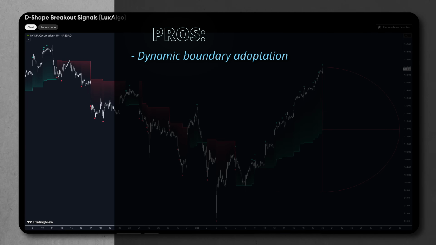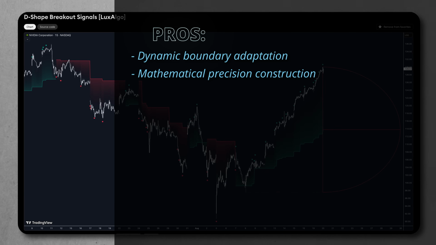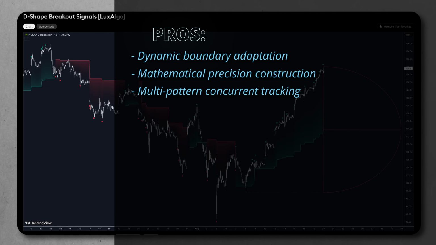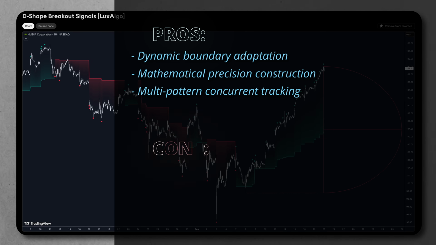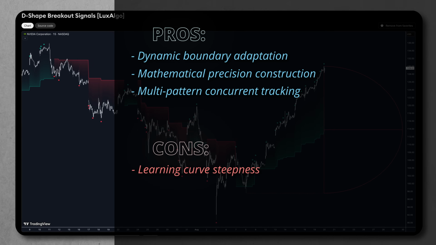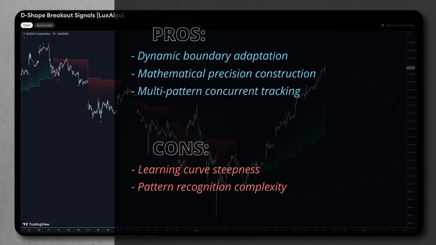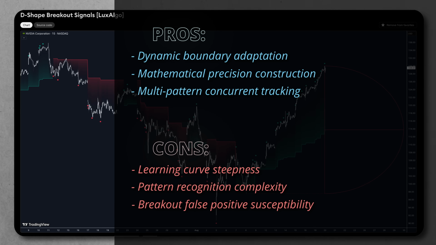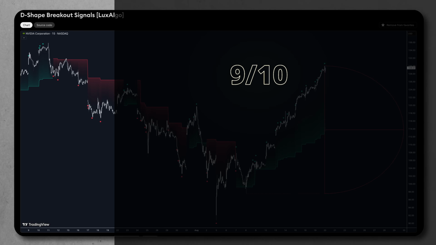Pros: dynamic boundary adaptation, mathematical precision construction, multi-pattern concurrent tracking. Cons: computational resource intensity, pattern recognition complexity, breakout false positive susceptibility. Ranking: 9 out of 10.